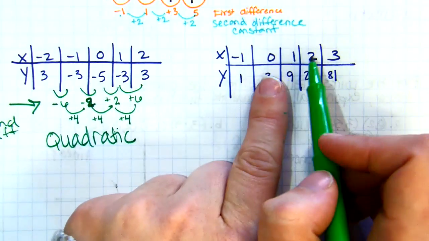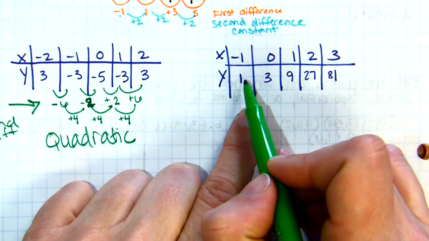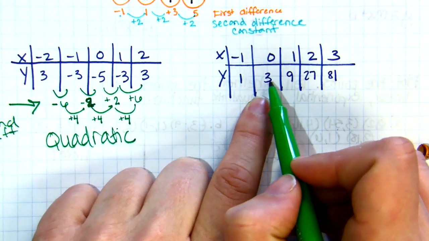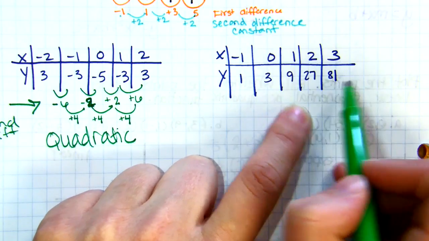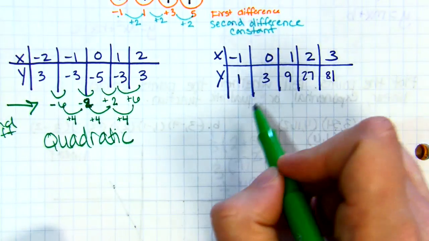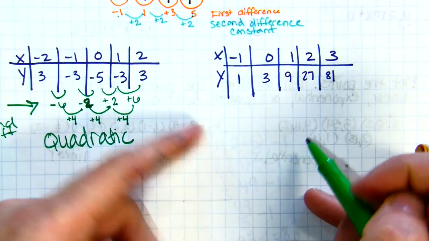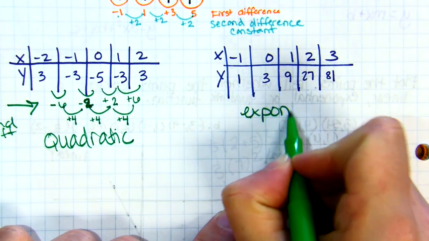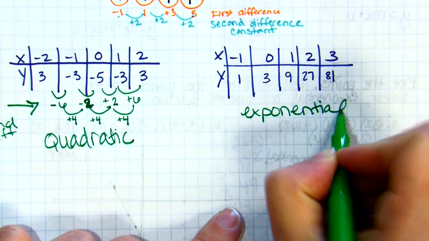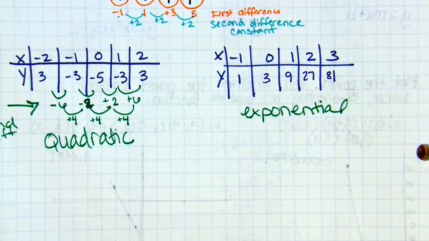If I look at this table over here, I'm going from 1 to 3, which is adding 2, from 3 to 9, which is adding 6. This is adding a lot more than 6. It gets bigger and bigger. You could tell it's growing really quickly. If I looked at my second difference, that still wouldn't be constant, so this is going to be exponential. And I can tell really obviously that I'm multiplying by 3 every time. So that's the whole idea here.